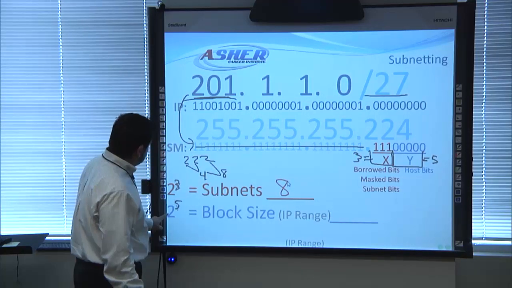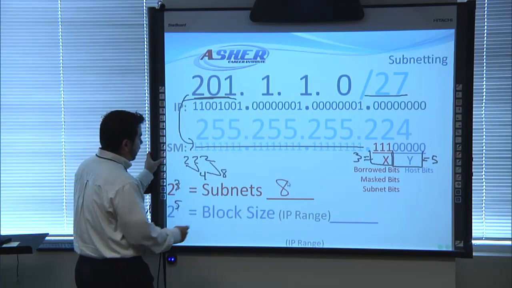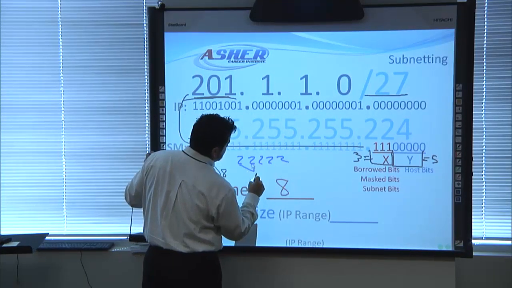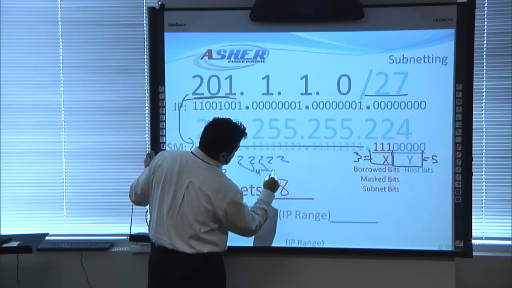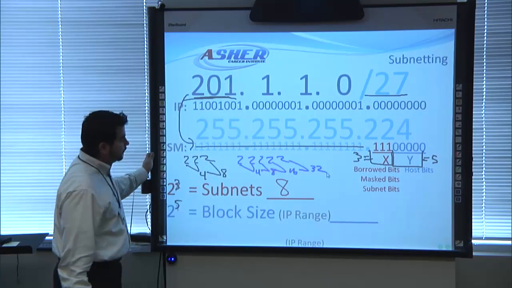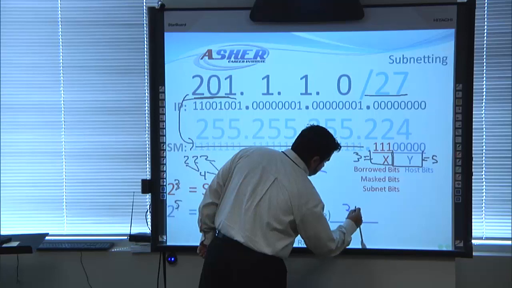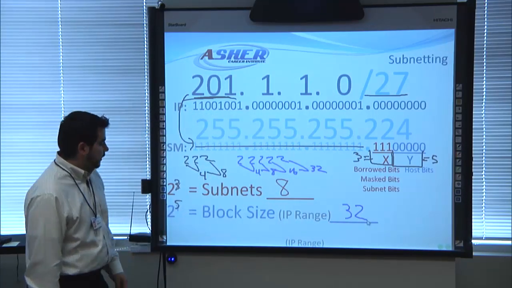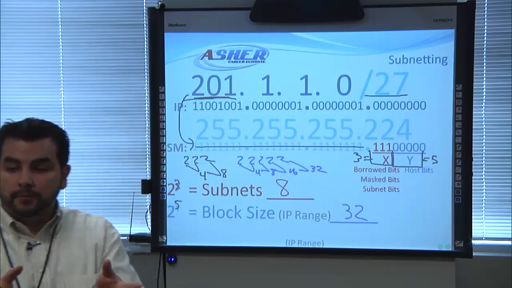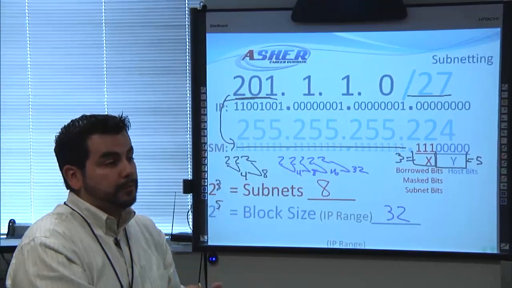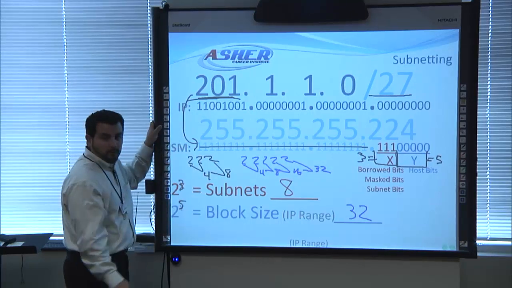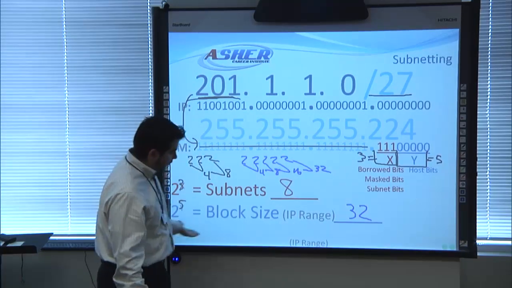Okay? Now, 2 to the power of Y is your block size. So let's do 2 to the power of Y. 2 to the power of 5. 1, 2, 3, 4, 5. 2 times 2 is? 4 times 2 is? 8 times 2 is? 16 times 2 is? 32. So 2 to the power of 5 equals 32. Now, when in the beginning of our scenario, we broke it off into 8 groups, how many IPs were there in each group? 32. So this is how we got that 32. 2 to the power of Y, 2 to the power of 5. Okay? That's how we got 32.